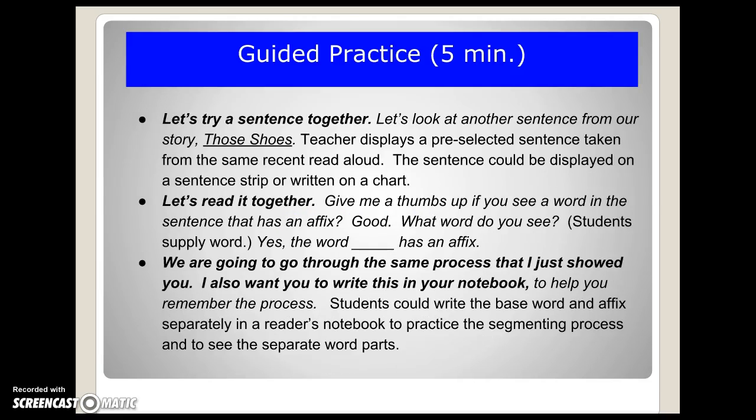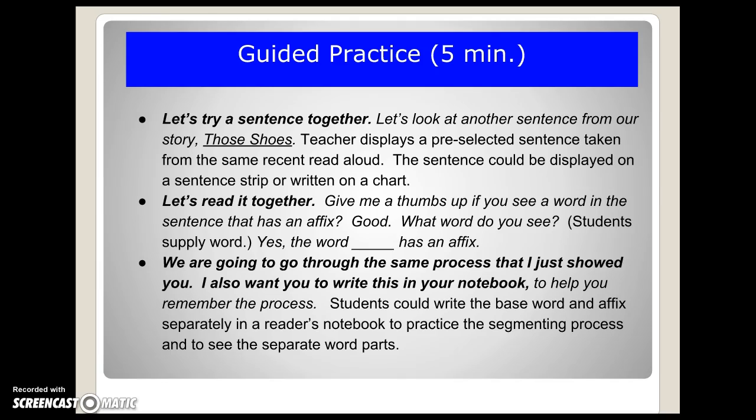Next is guided practice. You might say, let's look at another sentence from our story, Those Shoes. You would then display a pre-selected sentence taken from the same recent read aloud, Those Shoes. Your sentence could be displayed on a sentence strip or written on another chart.